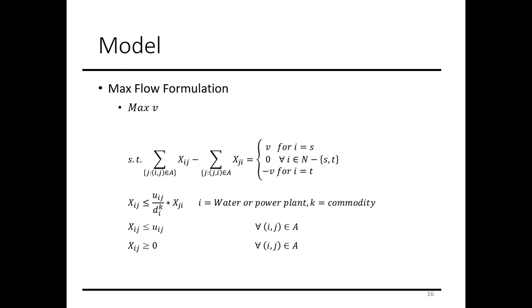Now I did mention earlier about the assumption that the flow coming out of the water plant and the flow coming out of the power plant are proportional to the demand that is being met, and that's what this constraint is doing. So the demand for commodity K at node I is d sub I, and the amount of that commodity flowing into the node, I should have a superscript K there to match, but the upper limit coming out of the power plant and the water plant is going to be proportional to the ratio of the demand that is being met.